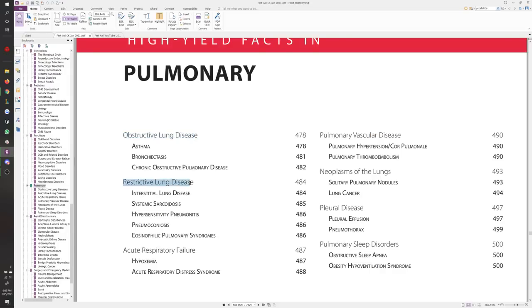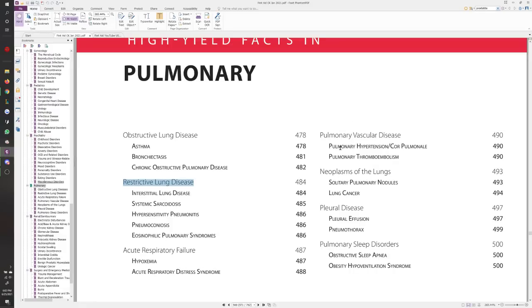Then you have your restrictive lung diseases, and there's a bunch of restrictive lung diseases. There's only a couple, four really, obstructive lung diseases. We're going to look at all of them. And then you have your acute respiratory failure, which also includes ARDS, acute respiratory distress syndrome. And we're going to look at a lot of VQ mismatch stuff.